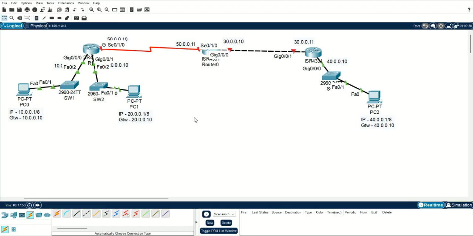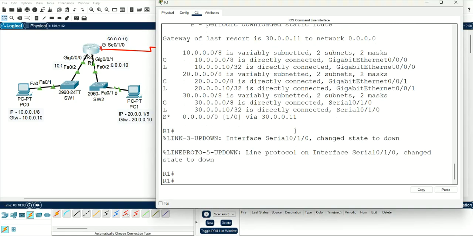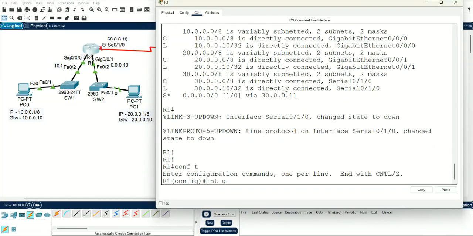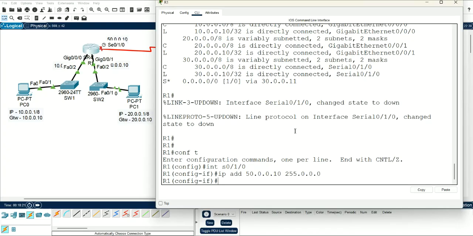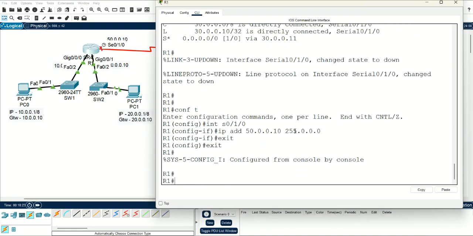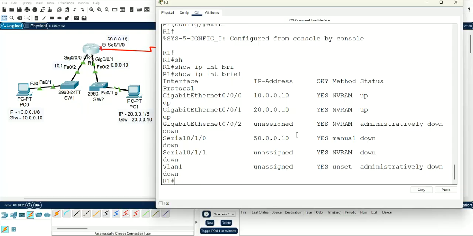Okay, right. Let me go and configure this first on router 1. We need to change the IP address on serial 0/1/0. IP address is what? 50. See, when you put the new IP, the old IP will be overwritten. Okay, it will override. So we don't need to remove and do. You see, show IP interface brief. The address is changed from 30.0.0.10 to 50.0.0.10.